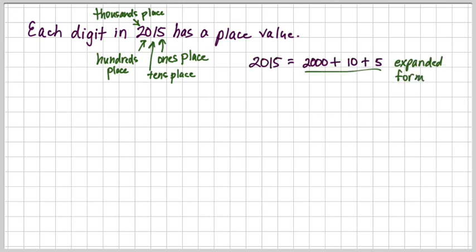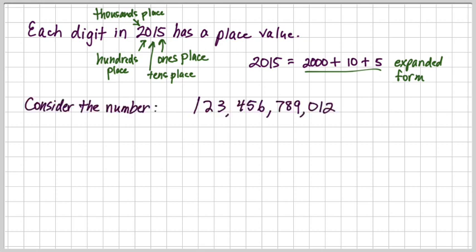I want to mention that you can write the number 2015 or any other whole number in what we call expanded form. So basically, we said the 2, because of its place, is worth 2,000. Notice there's no hundreds because we have 0 in the hundreds place. We have 1 ten and then 5. And so we can write a number in what we call expanded form, which kind of emphasizes the value of each place.